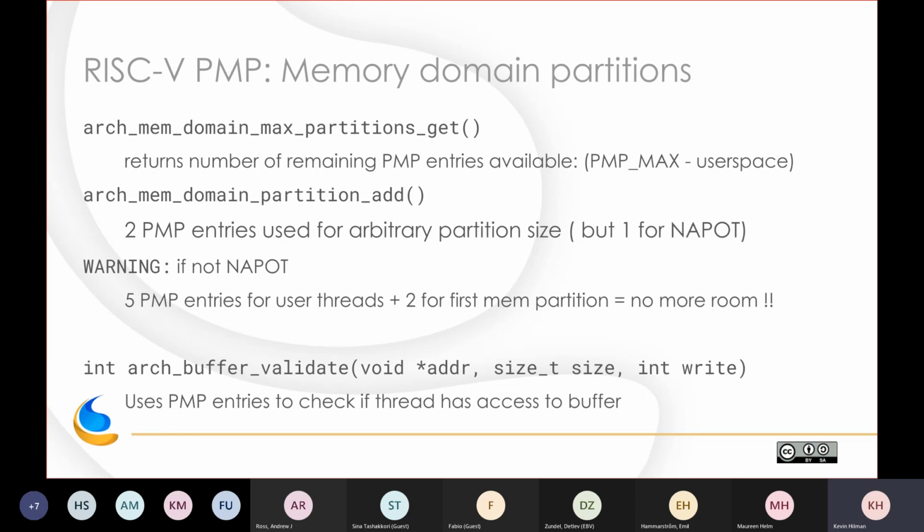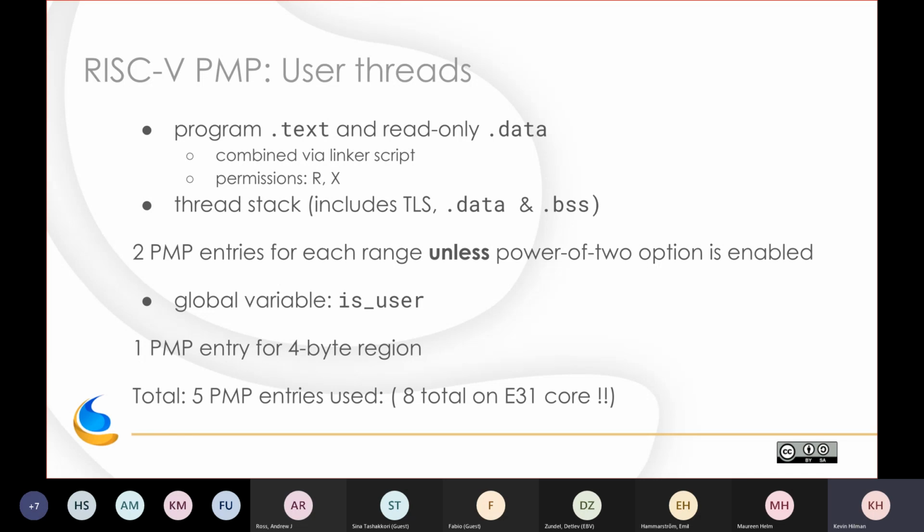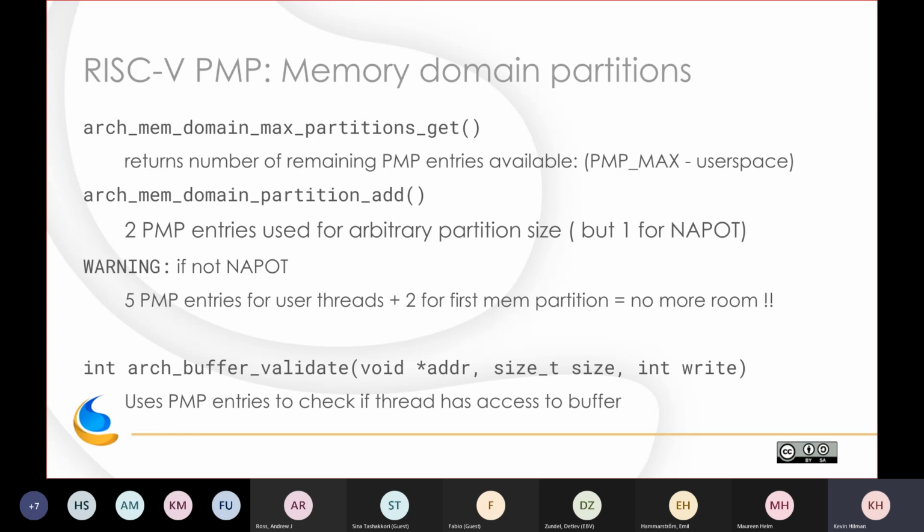And similarly for the memory domain partition. So let me go back a slide. This is the minimum memory regions that need to be protected for user threads. But like we mentioned before, with memory domains, there are other ways to share memory between threads and with the kernel mode. So in order to define each memory domain partition, we also use PMP to protect those regions as well. So they can be accessible from user mode, but the user threads cannot stomp on each other's memory partitions.